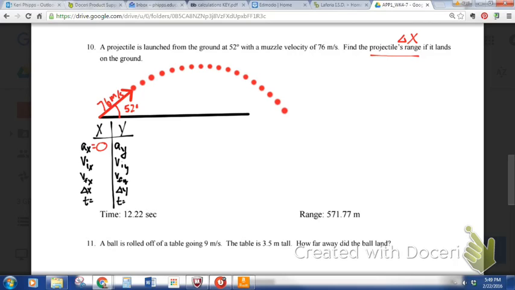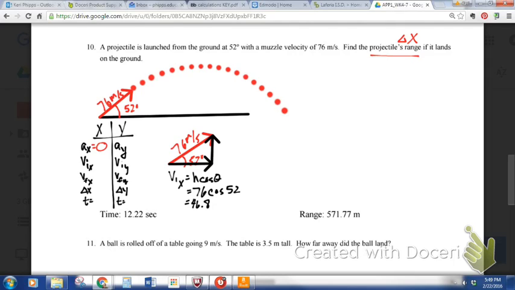So I'm going to take it and redraw it here. Here's our vector, 52 degrees, 76 meters per second. We're going to take a few seconds and break it into its components. It will have an x component and a y component. The x component of your initial velocity is adjacent to the angle, so it is the hypotenuse times the cosine of theta. So we're looking at 76 cosine of 52, and that is 46.8 meters per second.